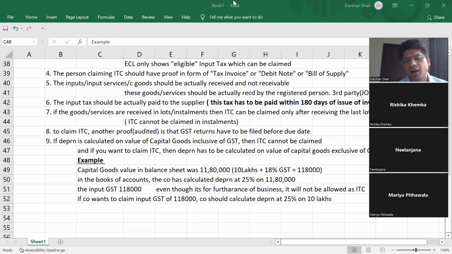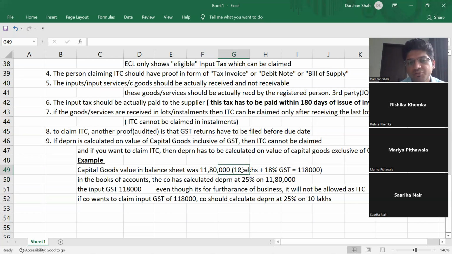How can we claim depreciation? Normal, na? When we claim depreciation in our books of accounts, what do we do? Capital asset minus depreciation and P&L debit side. So while writing in P&L debit side, don't take depreciation as 25% on 11,80,000. Take depreciation as 25% on 10 lakhs.